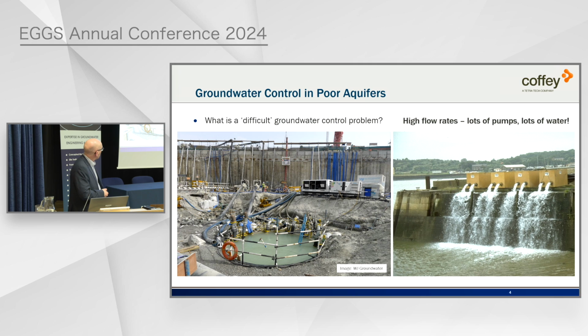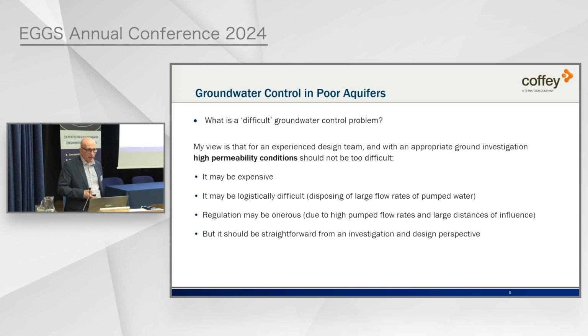This picture over here is an older one. It's actually from the Medway Tunnel at Chatham in Kent, and that's about 400 litres per second coming from the discharge tanks of pumping from the Chalk Aquifer on a big dewatering system there. And my view is that I don't think that's in general such a difficult problem. And I take the view that in high permeability conditions, provided you have an experienced design team and you have an appropriate ground investigation, that should be relatively straightforward.